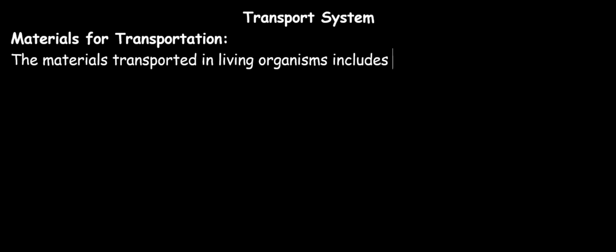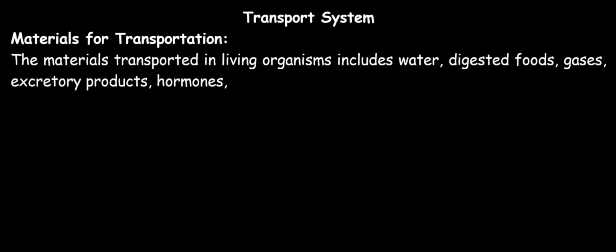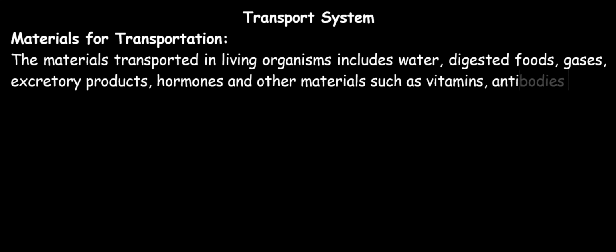We are still on the transport system, and we'll be looking at another subtopic, which is the materials for transportation. The materials transported in living organisms include varieties such as water, digested food, gases, excretory products, hormones, and other materials such as vitamins and antibodies, etc. So we'll be looking at these different materials that are being transported.